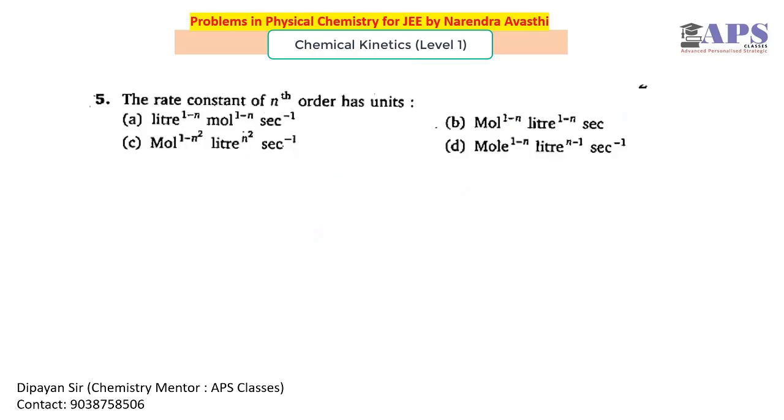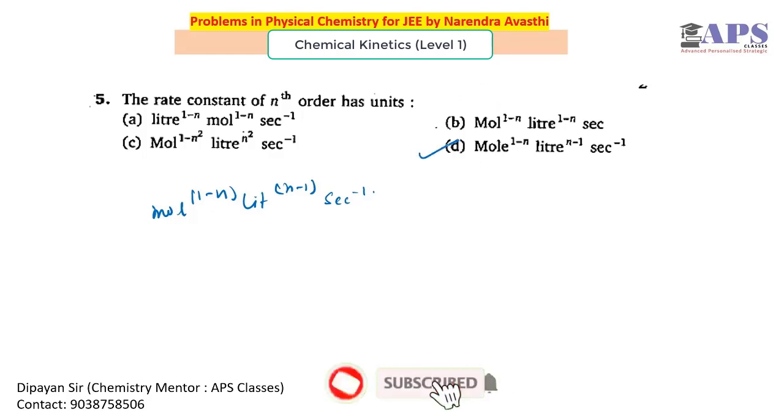For any nth order reaction, we can write the unit of the rate constant as mole to the power 1 minus n liter to the power n minus 1 into second inverse. Okay, so in question number 5, option D will be the correct option.